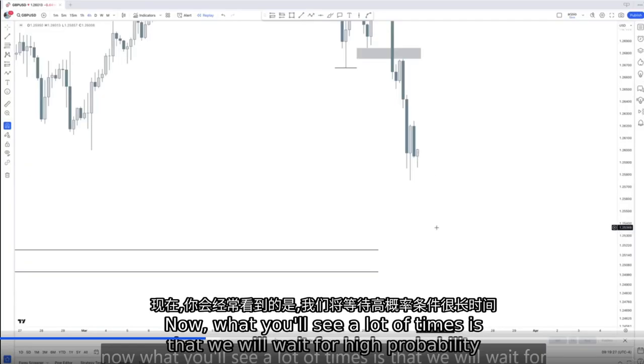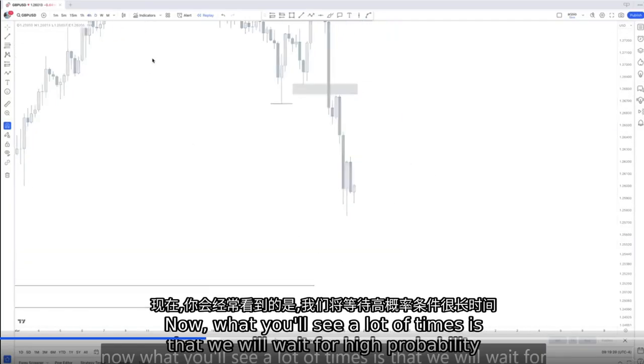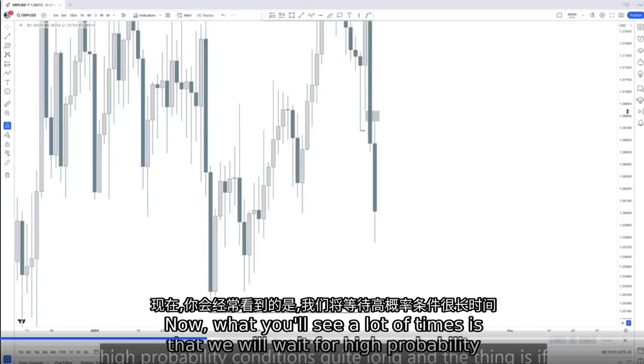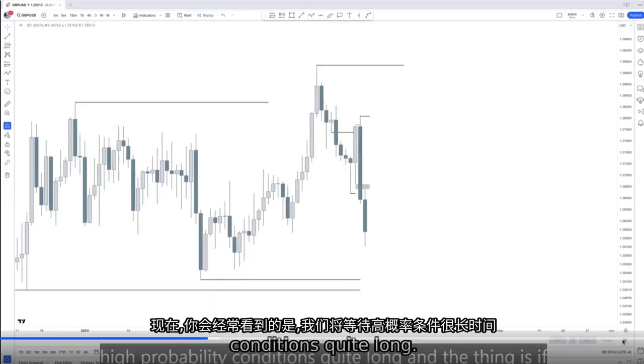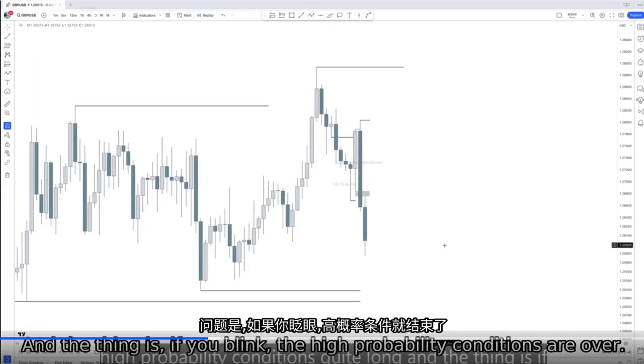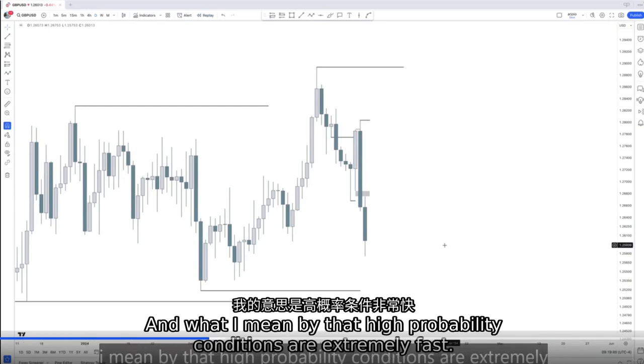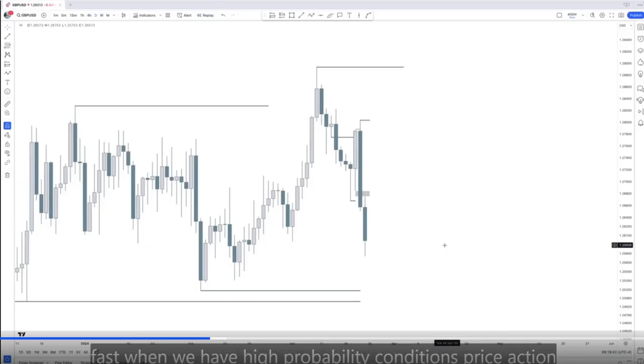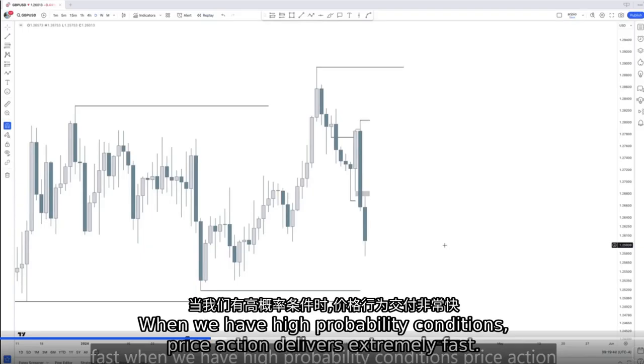Now, what you'll see a lot of times is that we will wait for high probability conditions quite long. And the thing is, if you blink, the high probability conditions are over. And what I mean by that, high probability conditions are extremely fast. When we have high probability conditions, price action delivers extremely fast.